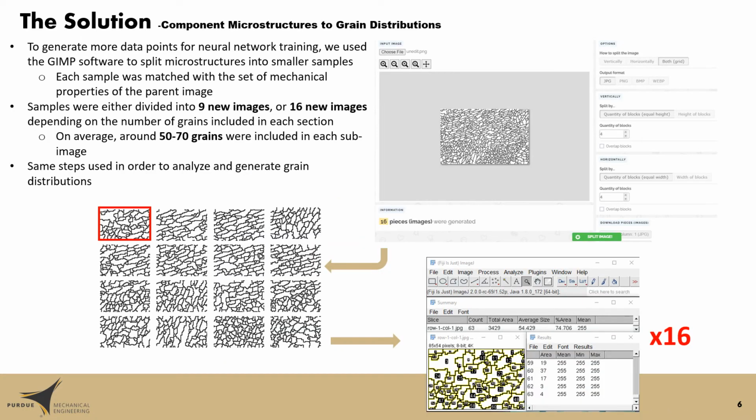In order to generate more data points for the neural network training, we used the GIMP software to split the microstructures into smaller sample sizes, and each sample was matched with the set of mechanical properties of the parent image to create new data points. The samples were either divided into 9 new images or 16 new images, depending on the number of grains included in each section. On average, around 50 to 70 grains were included in each subimage. The same steps were used to analyze and generate grain distributions for the smaller subimages, which were later input into the neural network for training.